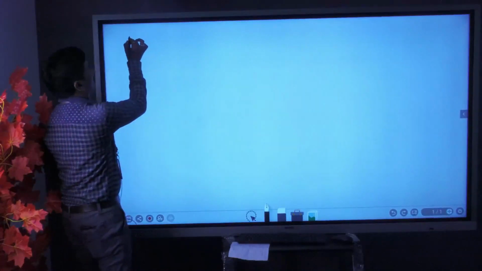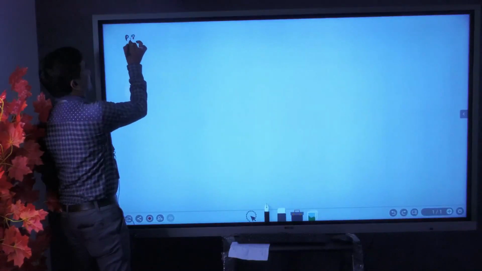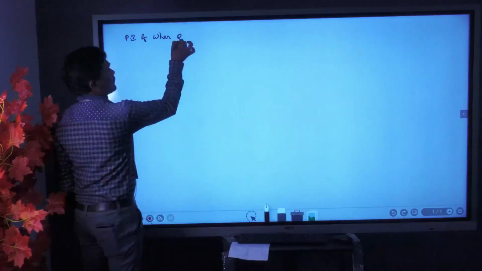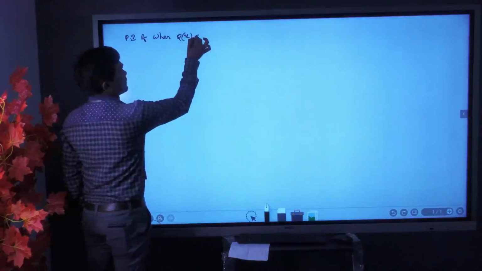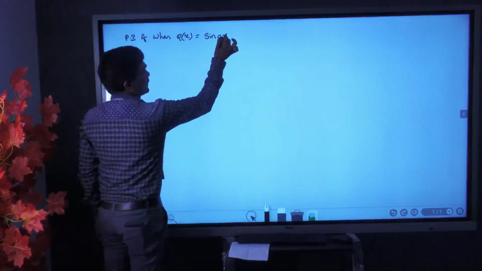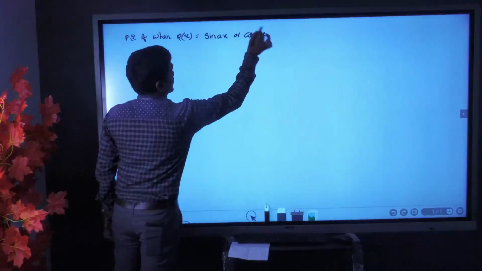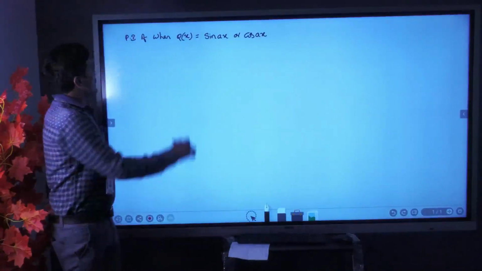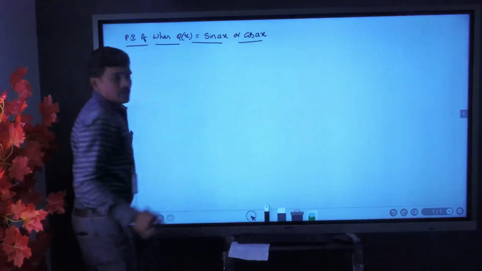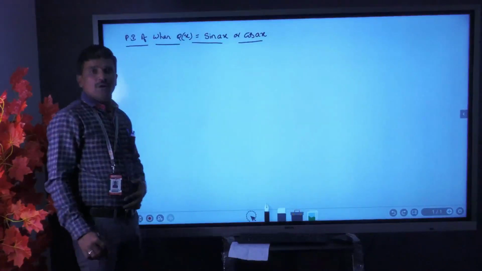So first of all, when Q of x is equal to sin ax or cos ax, right? Now how to find the particular integration when Q is sin ax or cos ax.